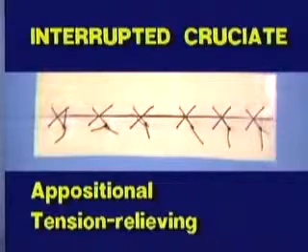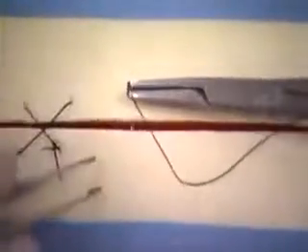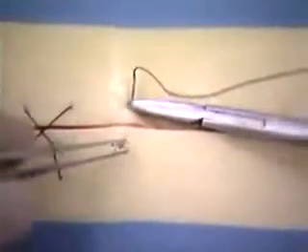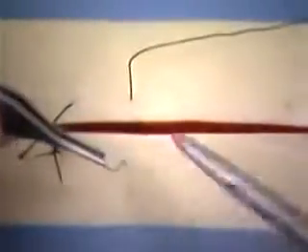The second suture pattern is the interrupted cruciate. This is an appositional and tension-relieving suture pattern. The interrupted cruciate is applied as if it were two simple interrupted sutures joined together.